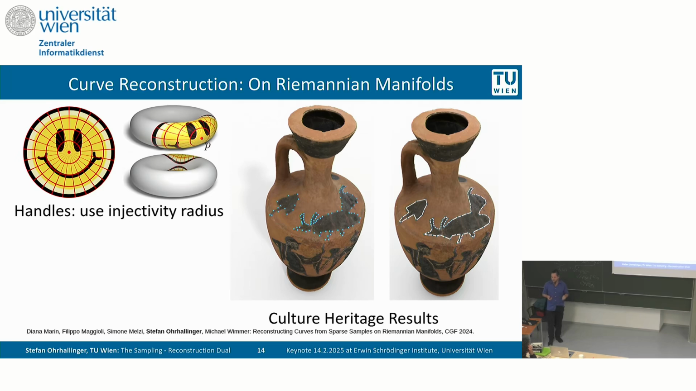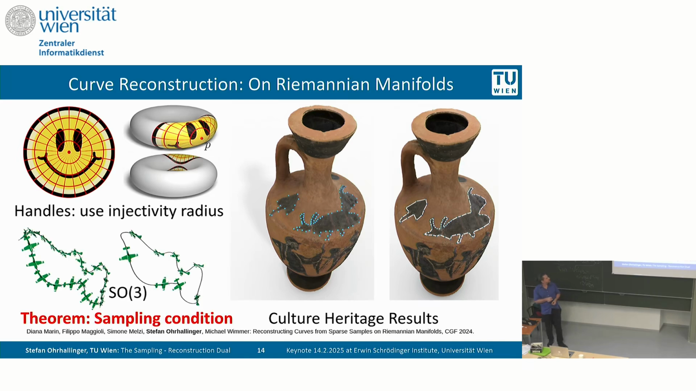So an application is in cultural heritage. We have, for example, artifacts, and the archaeologists want the boundaries of these drawings. They would need to draw all of this, or they can just mark a few sample points, and then our algorithm can just connect them. It didn't work before. And this also works in other spaces, for example, in the space of 3D rotations, where we have a path flying around. And with many fewer points, we can reconstruct. We prove the sampling condition there.